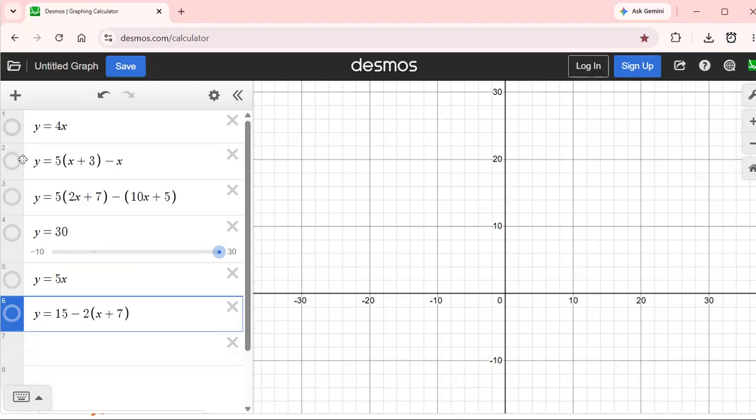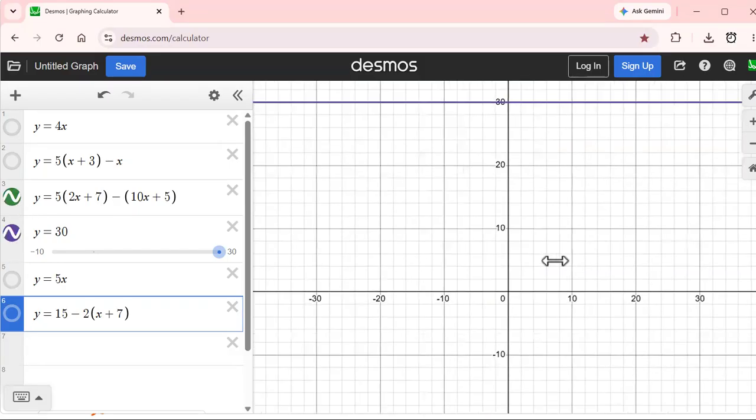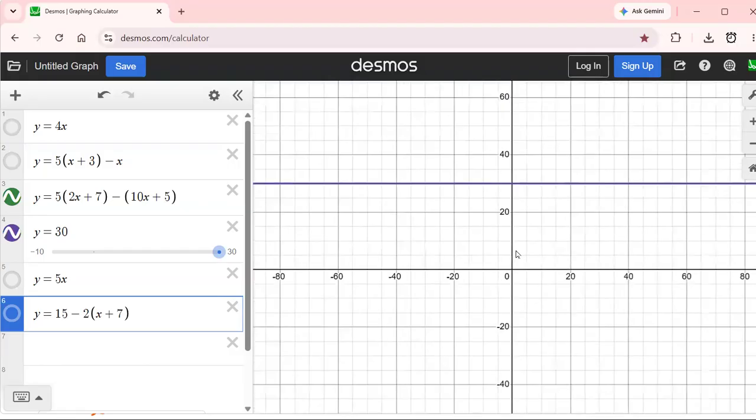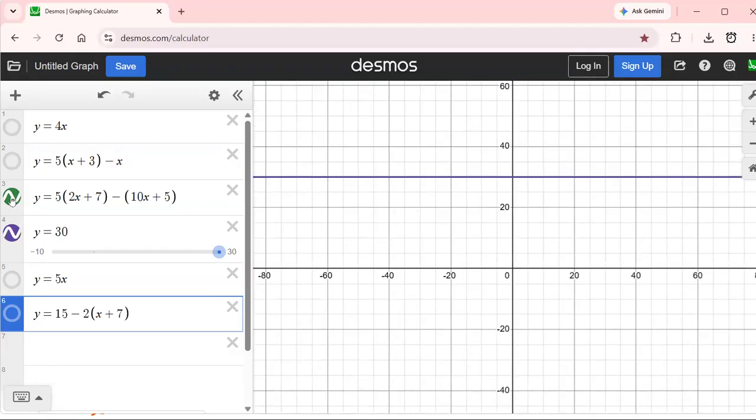If you look at our second problem, we had 5x is equal to, I'm sorry, 5 times 2x plus 7 minus 10x plus 5 equals 30. So these are these two problems here. 30 is way up there. When I graph them, what's happening? Let me pause for a second.